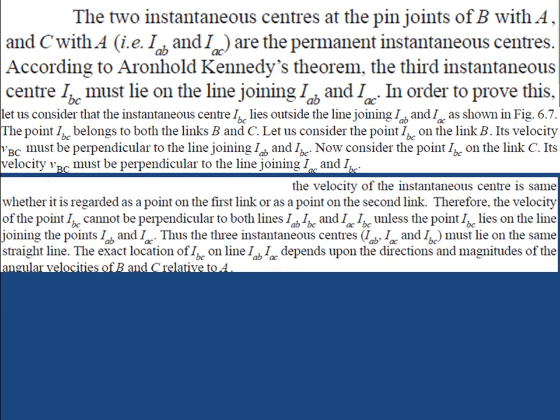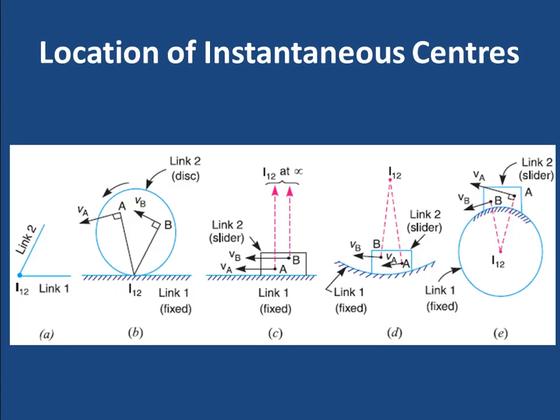Okay, so the velocity of the instantaneous center is the same whether it is regarded as a point on the first link or as a point on the second link. Therefore the velocity of the point IBC cannot be perpendicular to both lines IAB-IBC and IAC-IBC, unless the point IBC lies on the line joining the points IAB and IAC. So thus all the 3 possible instantaneous centers must lie on the same straight line. The exact location of IBC on line IAB and IAC depends upon the direction and the magnitudes of the angular velocity of B and C relative to A. When you solve the problems, you will understand clearly how to get this.